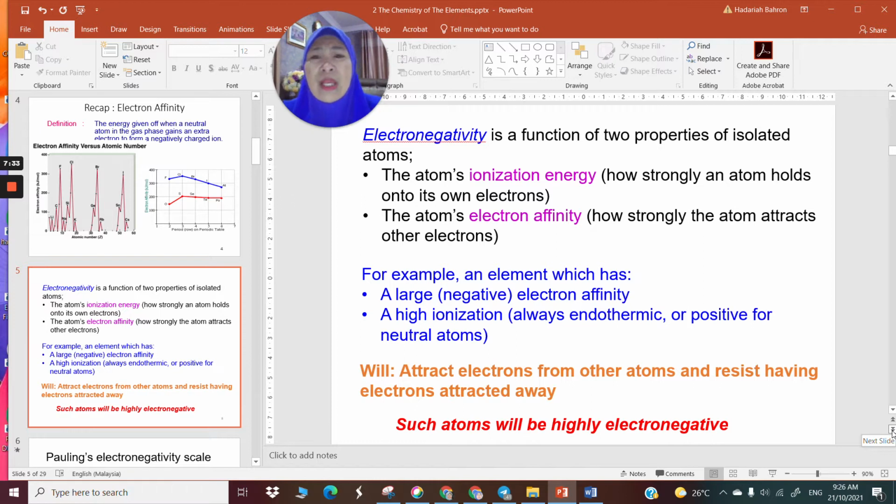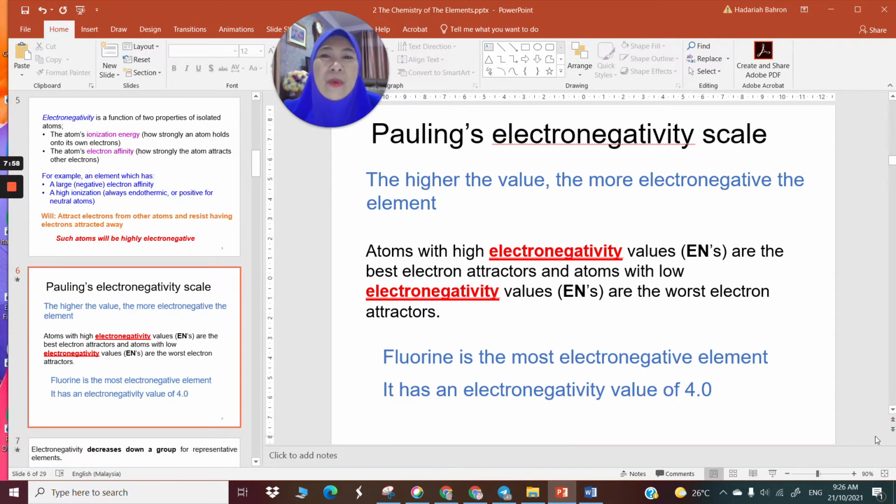Yes, if we equate human and money with atom and electron, anyone who can hold onto his own money and also get other people to give money to him will be very, very rich. Similarly, for electronegative atoms.